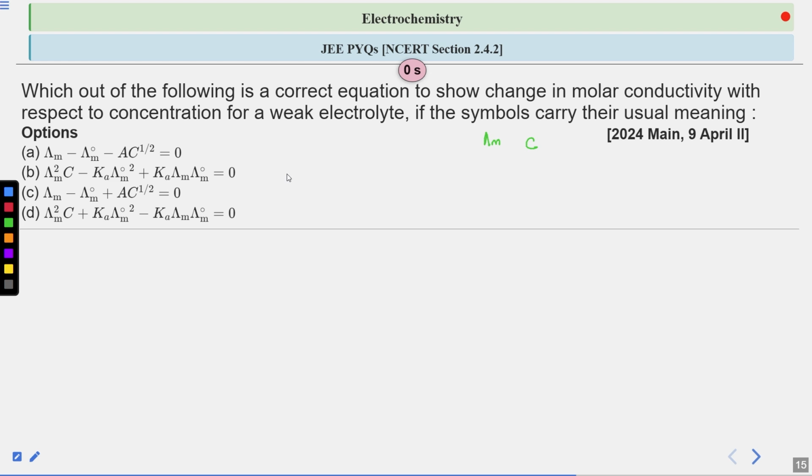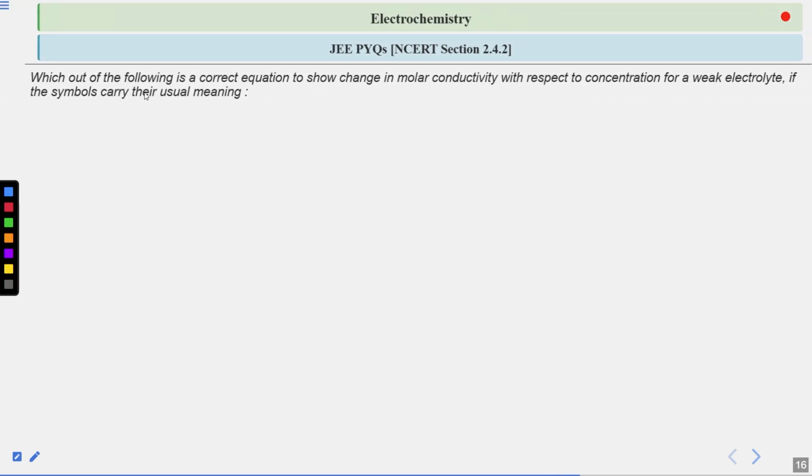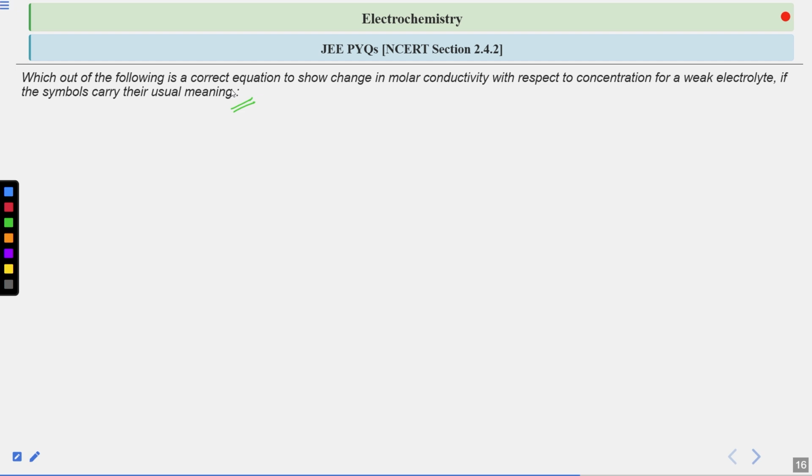Okay, so let's see. For this given question, the correct answer is option B. This is the correct equation: lambda m square C minus Ka lambda m naught square plus Ka lambda m naught equals 0.